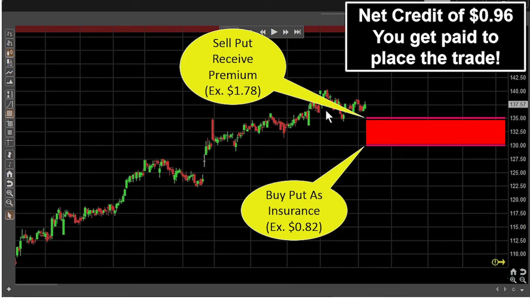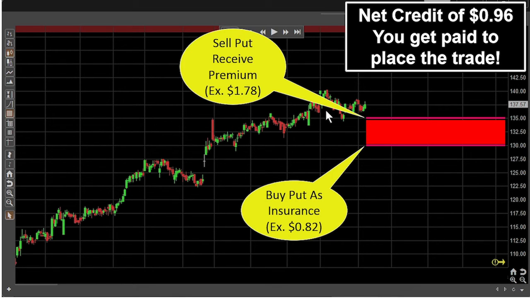Now, it's also what's called a credit spread. So you're technically getting paid to place this trade. You will get money deposited into your trading account to the tune of 96 cents. Now, it's not 96 cents, by the way. It's 96 cents per share. One option contract, 100 shares. You get paid $96 to perform this transaction. And this transaction is done simultaneously. It's called a bull put trade.